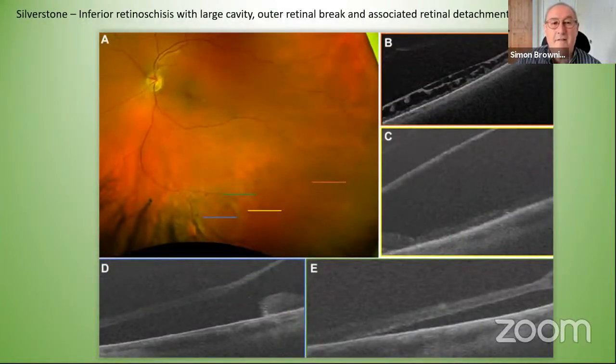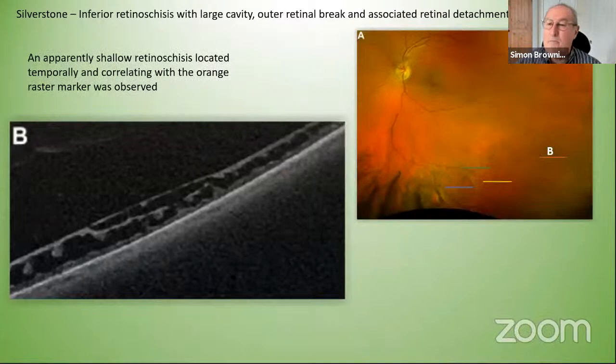We've got an inferior retinoschisis here. We're all used to retinoschisis. This one's quite a large area here. And you can see the 4 lines on there, and they equate to the different images. Look at these fantastic OCT images from the periphery here. So if we look at area B, we see that there is an apparent shallow retinoschisis. It's located temporally, and it correlates with the orange mark on there. And we can see there that the retinal base is perfectly okay, and a classic view of pure retinoschisis.